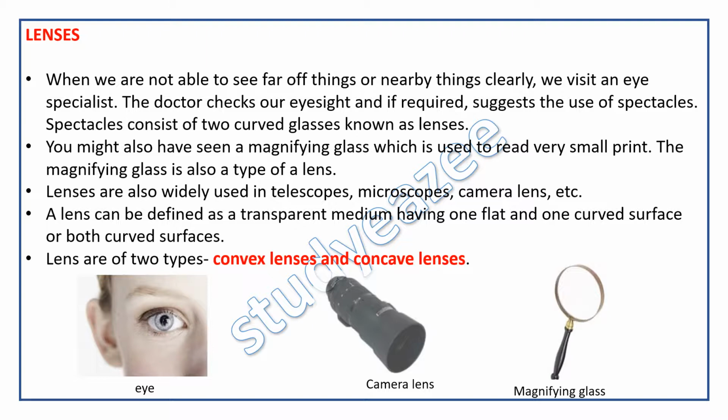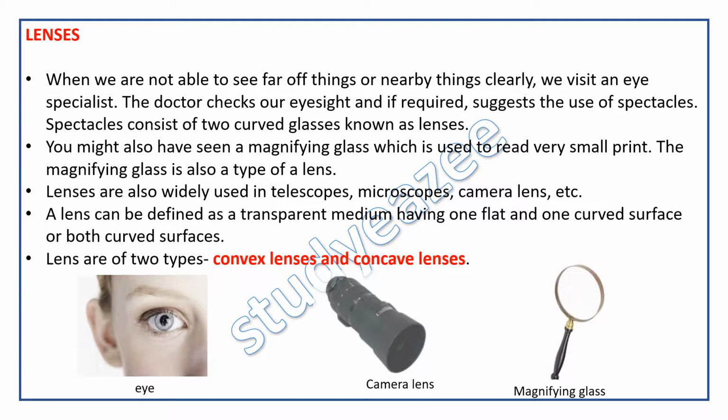You might also have seen a magnifying glass which is used to read very small print. The magnifying glass is also a type of a lens. Lenses are also widely used in telescopes, microscopes, camera lens, etc.